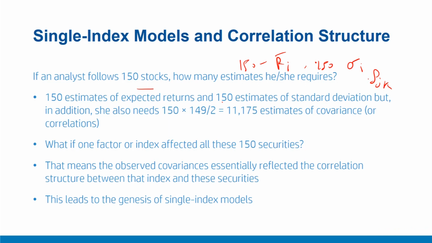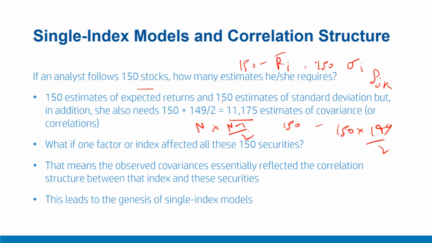For example, if you have n stocks, you need n into n minus 1 upon 2 correlations. Here you have 150 stocks, so you need 150 into 149 upon 2 correlations, which is 11,175. So we need 11,175 inputs for correlation coefficients.